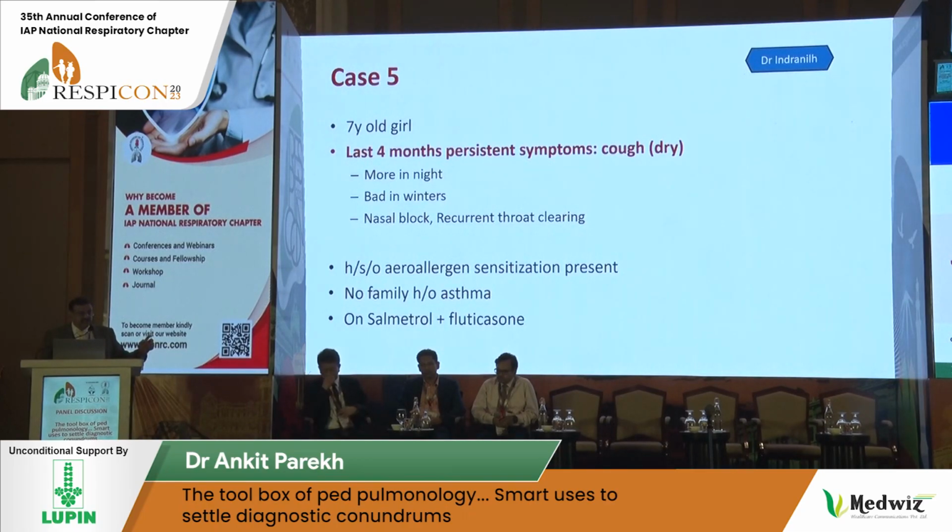summarize, this child is 7 years old and has had a chronic cough for the last 4 months. It is more in the night and bad in the winters, so again there is seasonal variation. There is some nasal block and recurrent throat clearing. There is some history of aeroallergen sensitization. There is no family history of asthma, and this child is still on treatment with salmeterol and fluticasone, right?